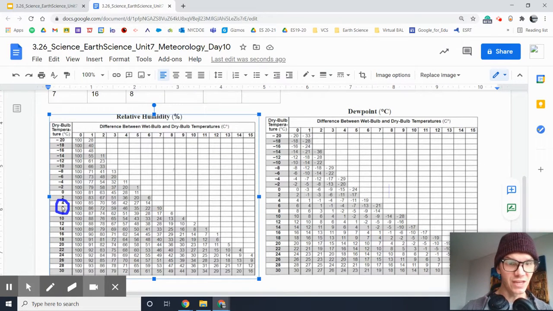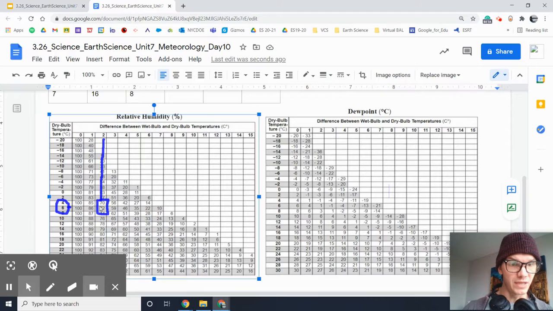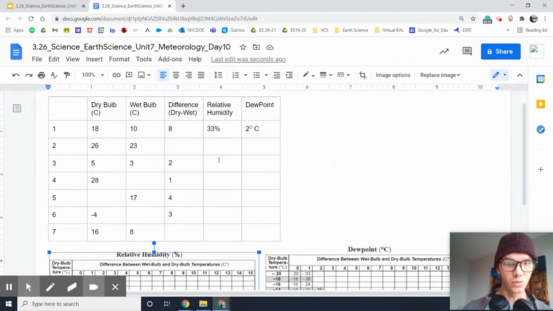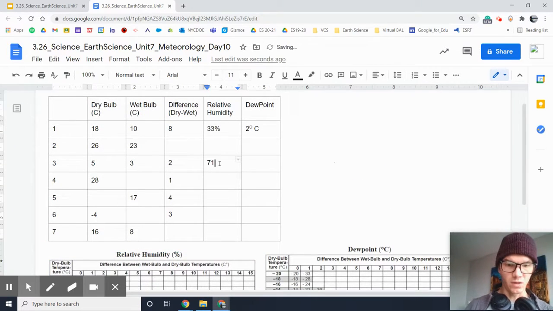And the number 5 is in between 4 and 6. So I know that my value is going to be in between these two numbers, and I still have a temperature difference of 2. So I'm going to drop it down here and look at the result that I get. I am in between the value of 70 and 72. Because if it was 4 degrees, it would be 70. If it was 6 degrees, it would be 72. So what would it be if it was 5 degrees? Well, it would be in between 70 and 72, which is 71%.